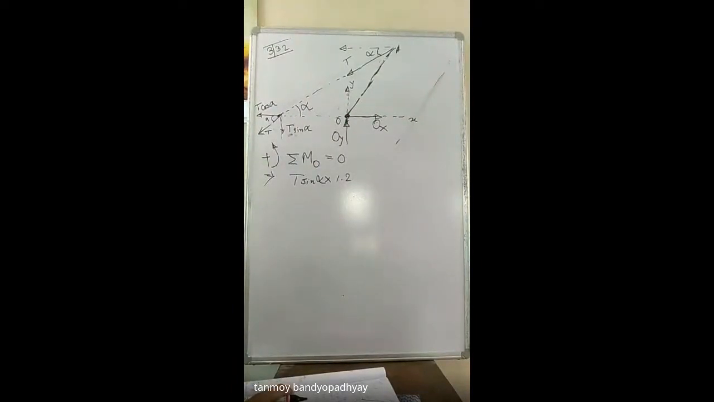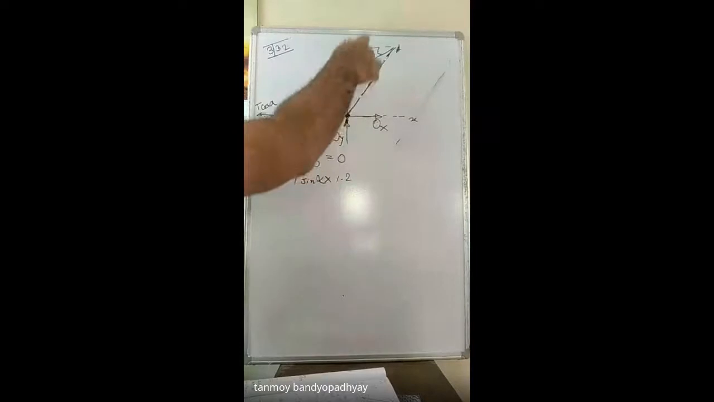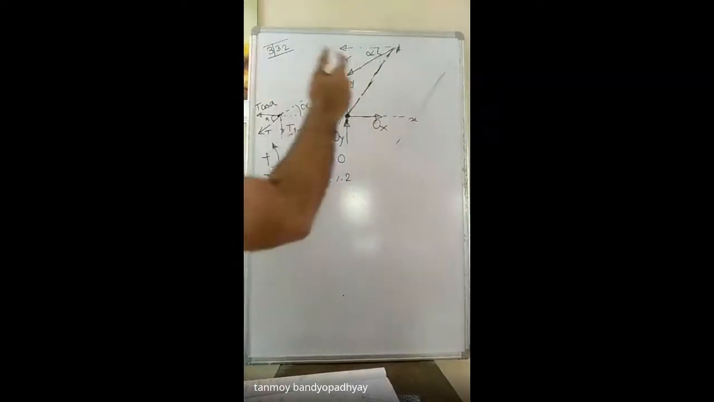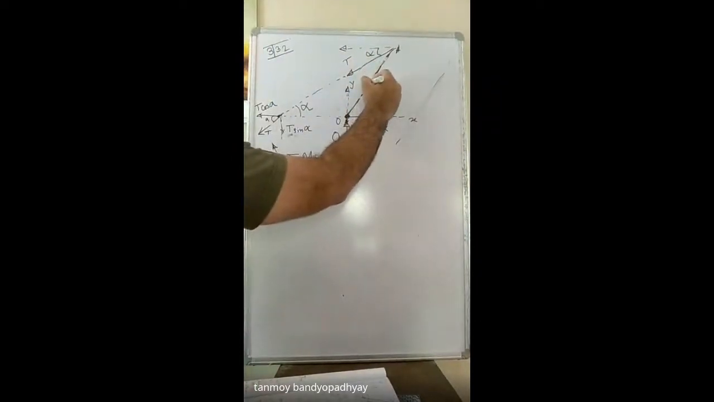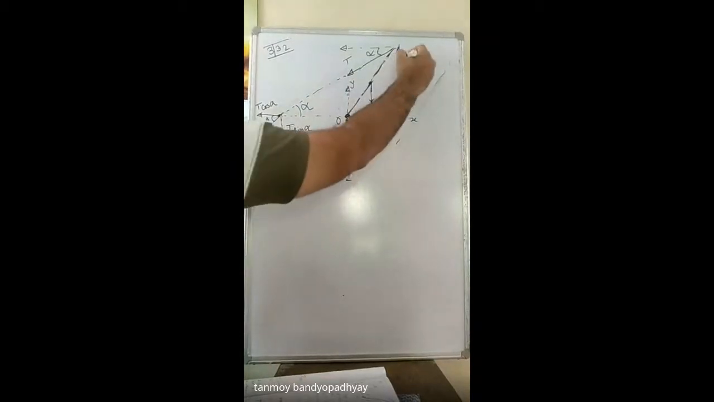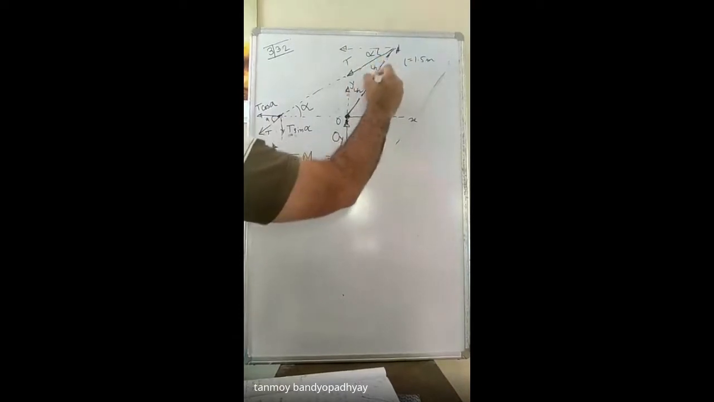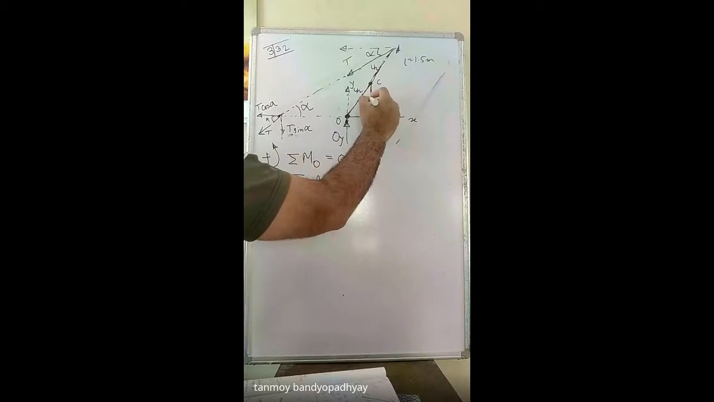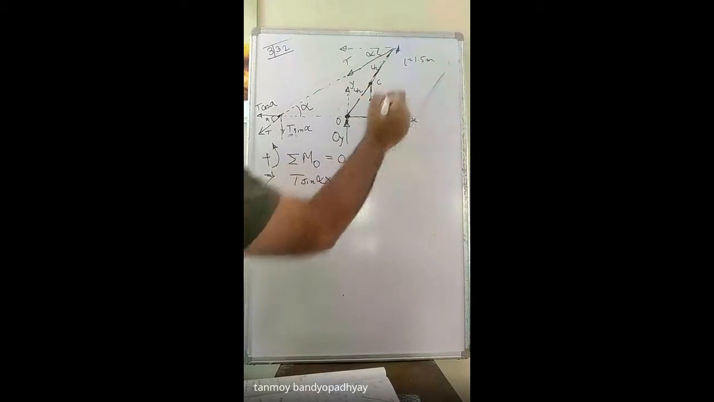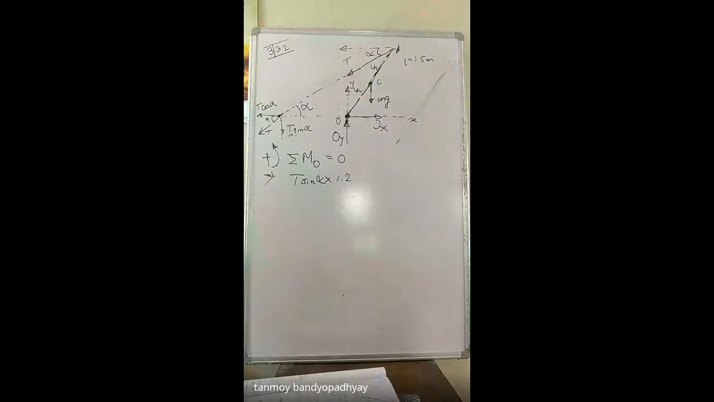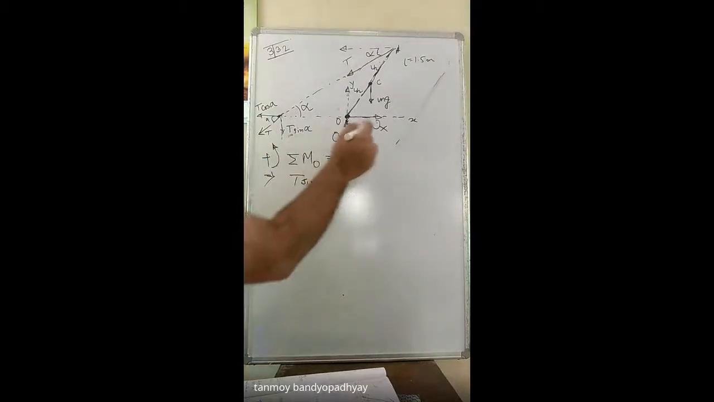And what else? The weight of the body. The entire length of the spring is 1.5, so if L is equal to 1.5 meter, at L by 2, at this point, which I am calling C, we will have the mass of the system acting.